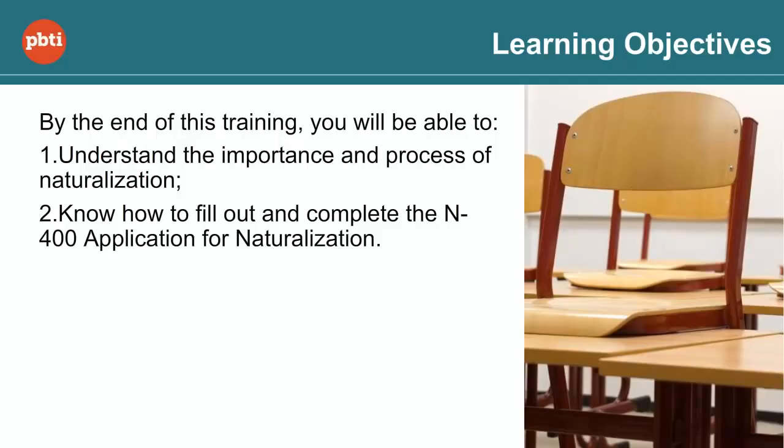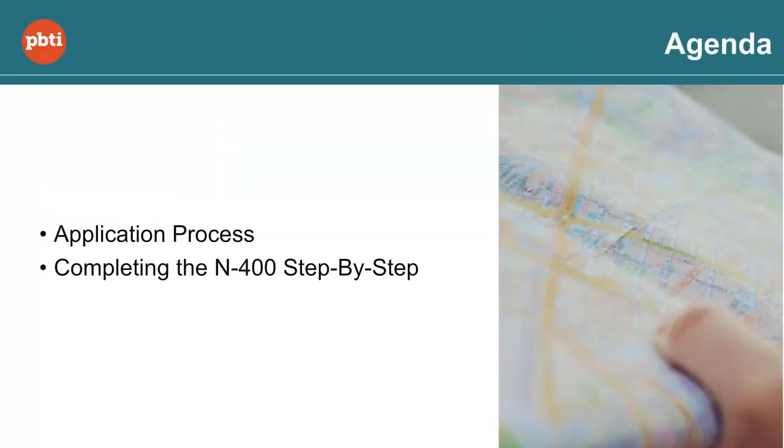Today, you are going to be learning about the basic process of applying for naturalization from the time an applicant sits down with you to fill out their application through their oath-taking ceremony. Then you will learn how to fill out and complete the N-400 step by step. The first thing on the agenda is the application process, followed by the N-400 training on how to complete the form.